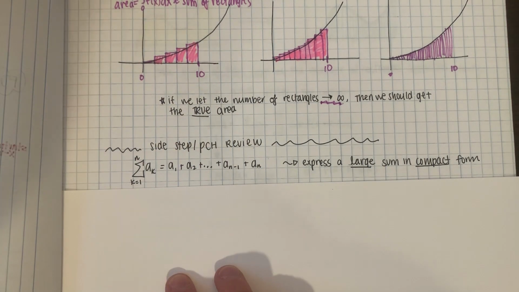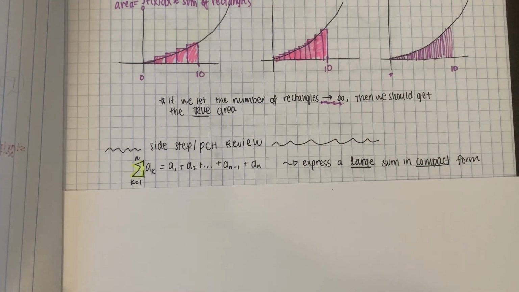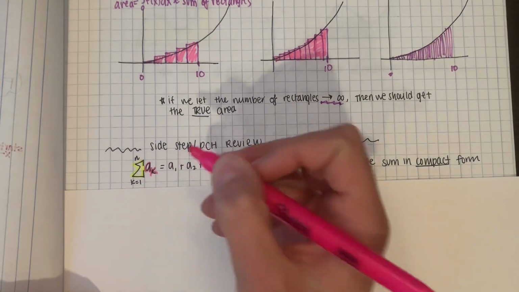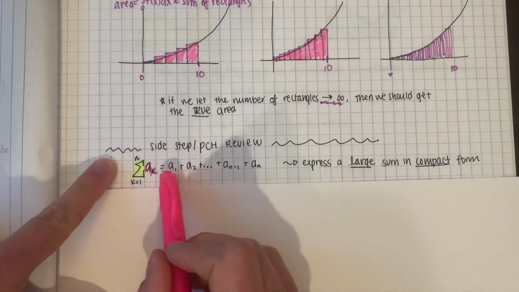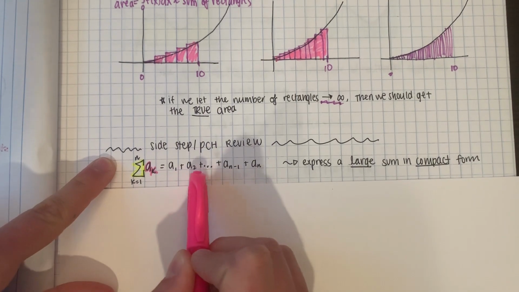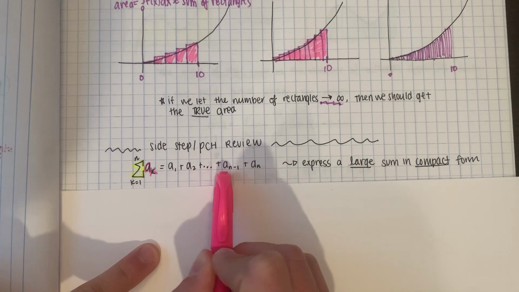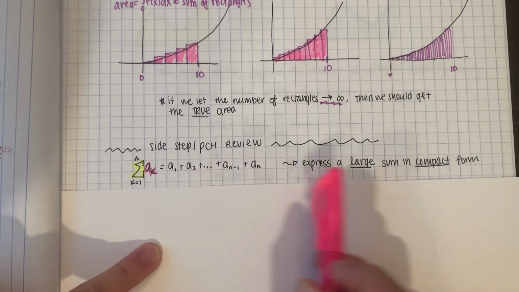So we have the sum, this is sigma, of the term a sub k, going from 1 to n. So we're adding up a sub 1 plus a sub 2 plus a sub 3, a sub 4, a sub 5, a sub 6, until we reach a sub n minus 1 plus a sub n.